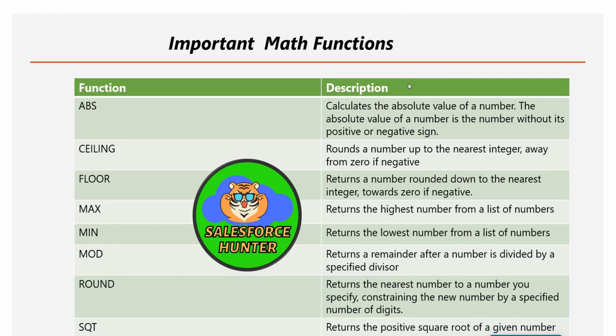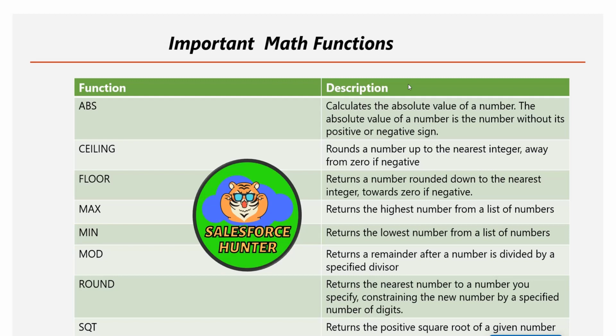The first is absolute. It calculates the absolute value irrespective of the sign, whether it's a negative sign or a positive sign on the number. It will just give the value of that. Next is ceiling. It rounds off a number to the nearest integer that would be away from that number. For example, suppose there is a number 3.45. It would round off as 4. Whether it's 3.1, 3.2, 3.4, even 3.9, it will be rounded off as 4. That is the example of ceiling.